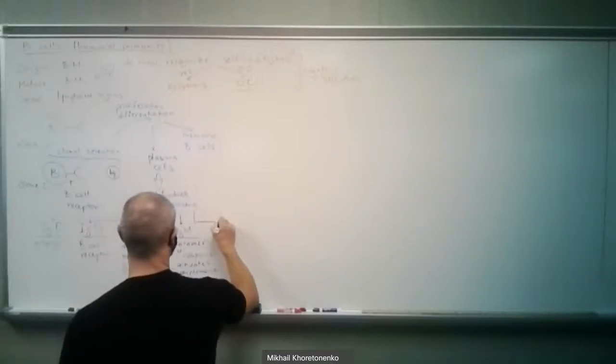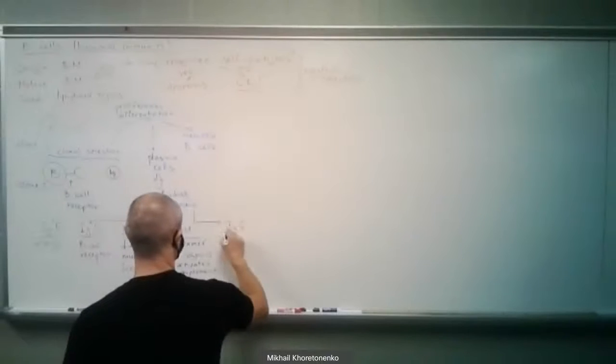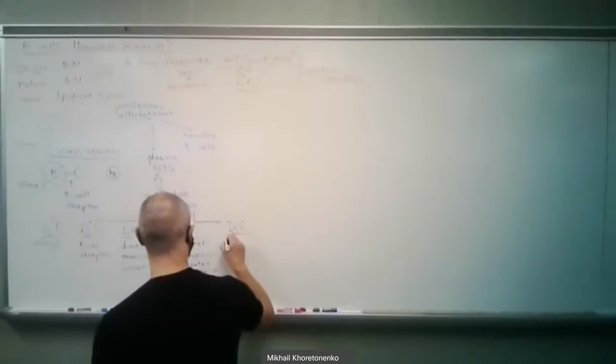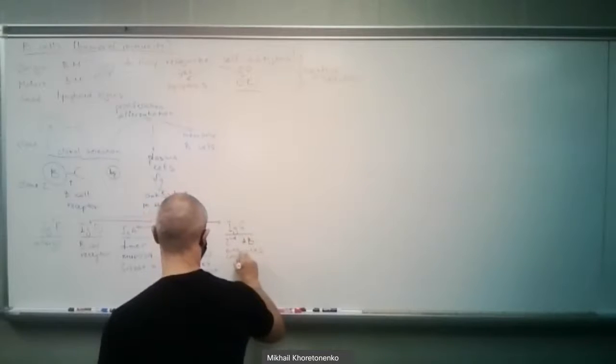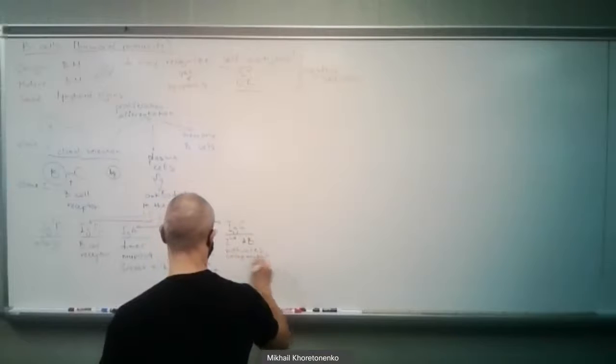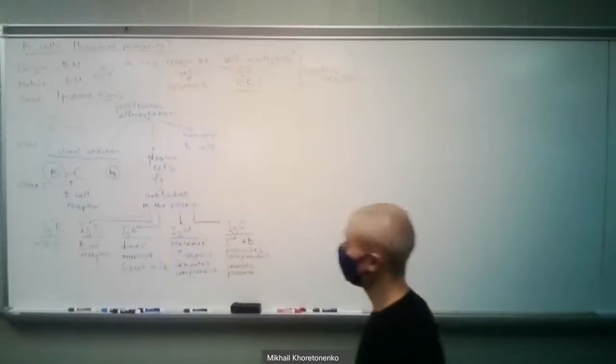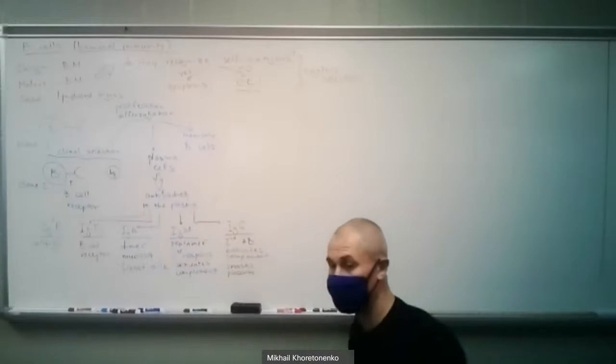Now the fifth type is IgG. It's the most common type of antibodies. It's produced second, it activates complement, and it can also cross the placenta. Makes sense so far.